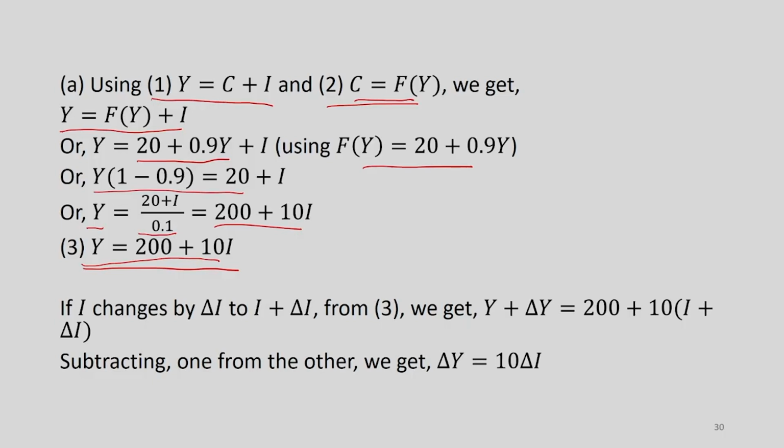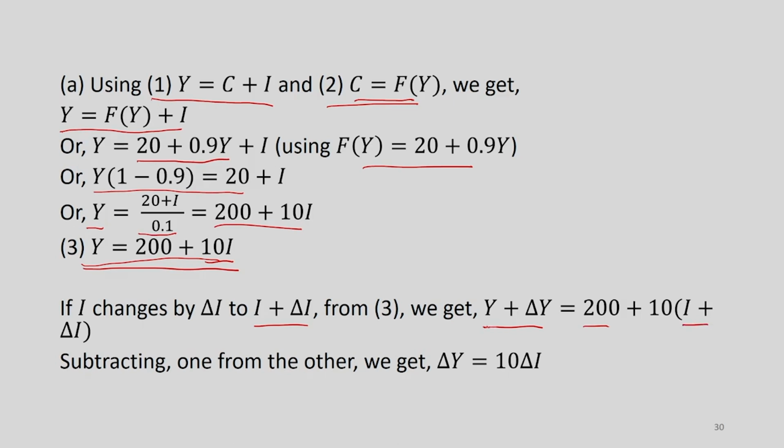The second part in the first question itself was, if I changes by del I, then how much does y change? To do that, let us see: if I changes by del I, the new I is I plus del I. So, I substitute that here. In that case, y will change to a new y. Suppose that new y is given by y plus del y. So, y plus del y will be 200 plus 10 multiplied by the new I. What is the new I? New I is I plus del I.